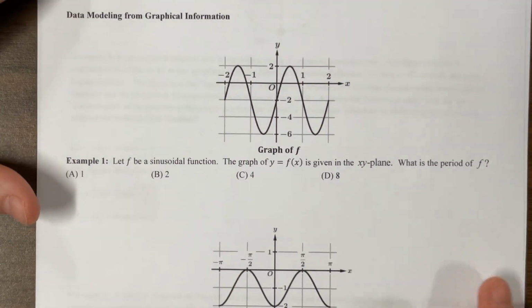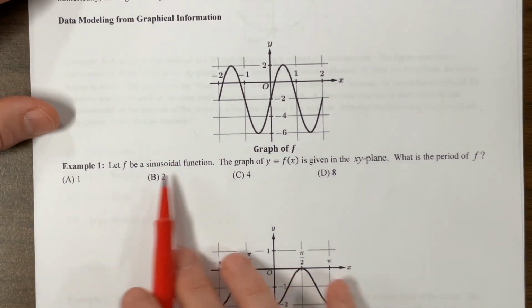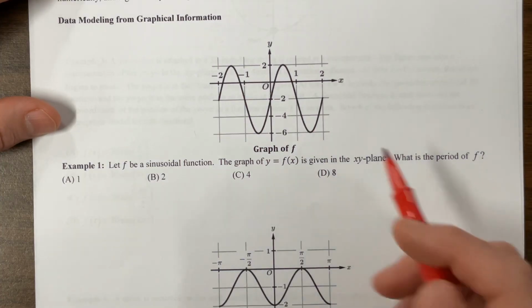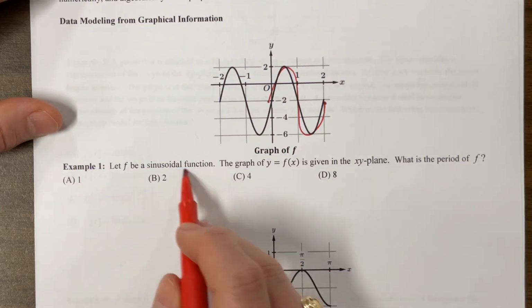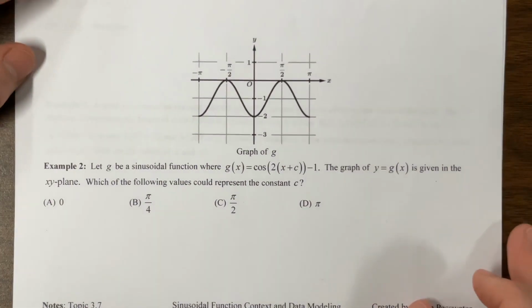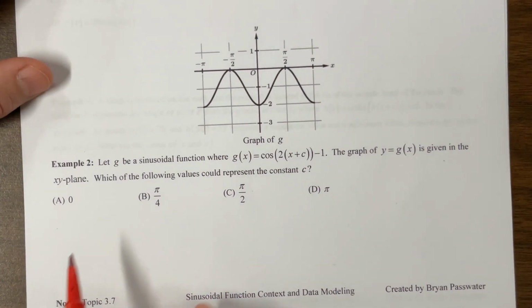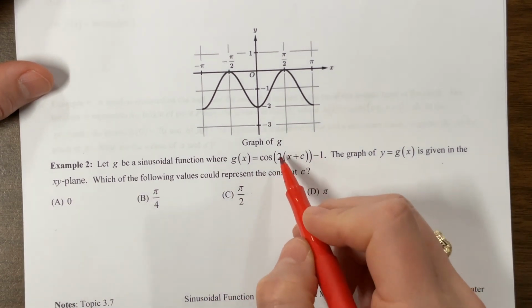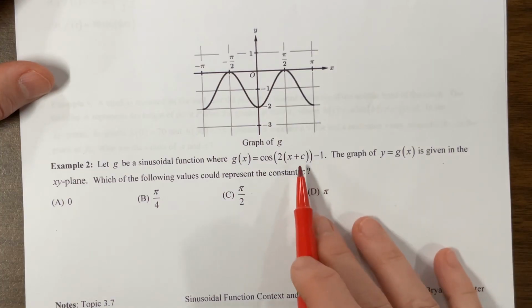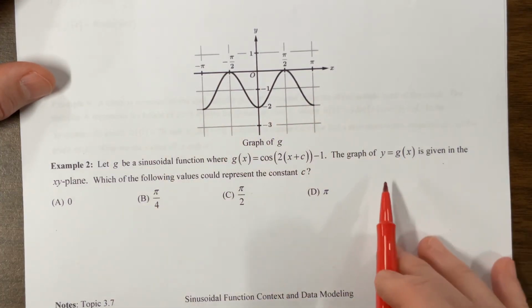So here we go. The graph is given, what is the period? When I look at this, I want to see how long it takes to do everything it's going to do. It took 2 units. The next one, let G be a sinusoidal function. This now tells us our period is pi, and sure enough, that looks like pi. And then it shifted down 1, sure enough, there's the midline.